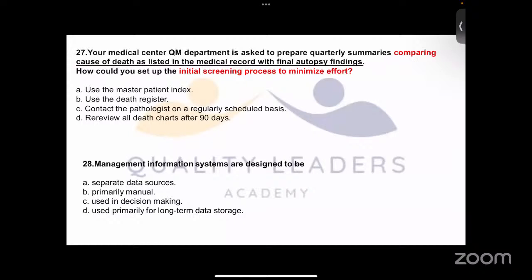Number 27. Your medical center quality management department is asked to prepare quarterly summaries comparing cause of death as listed in the medical record with final autopsy findings. How could you set up the initial screening process to minimize effort? A, use the master patient index. B, use the death register. C, contact the pathologist on a regularly scheduled basis and re-review all death charts after 90 days.